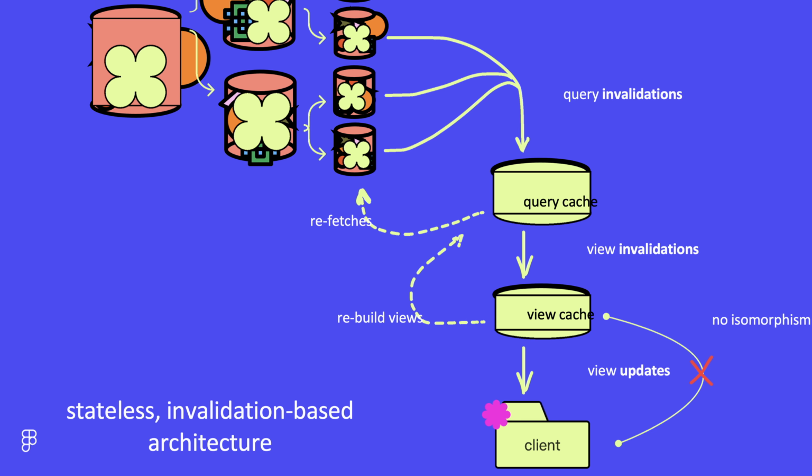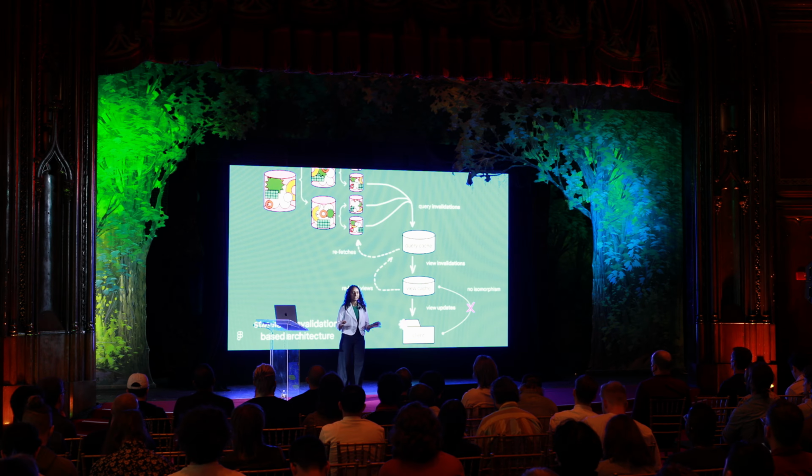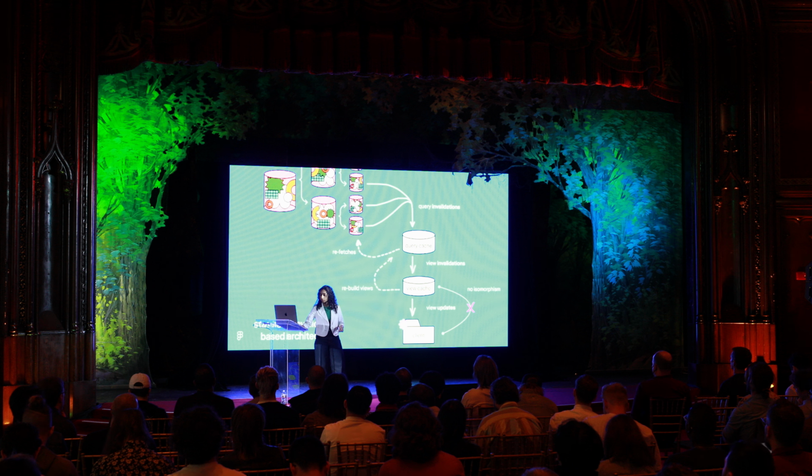This breaks the isomorphism between the server and client, but it allows us to have a stateful client and the data on the back end with a bunch of stateless layers in between, so we can really easily scale out the layer that we need to scale out. Cool.